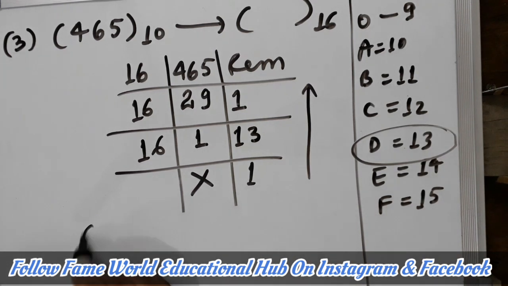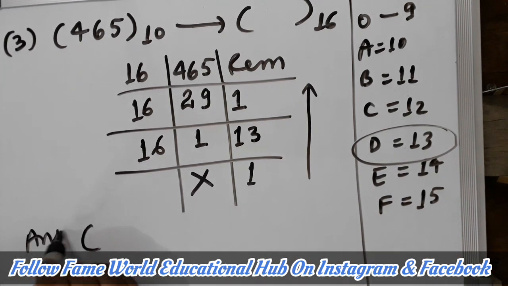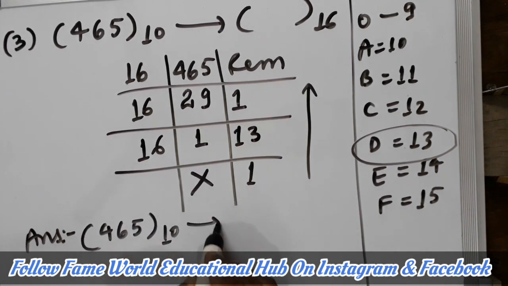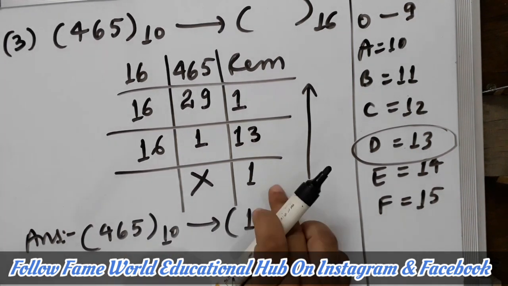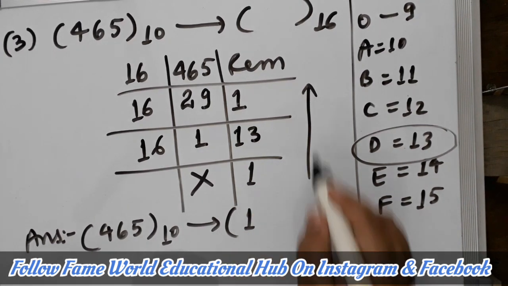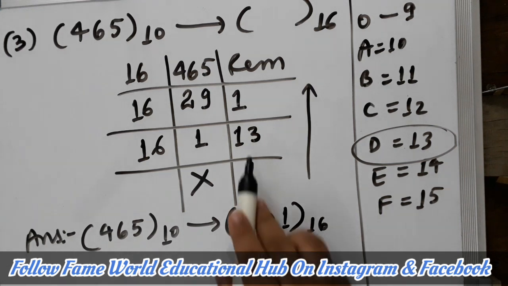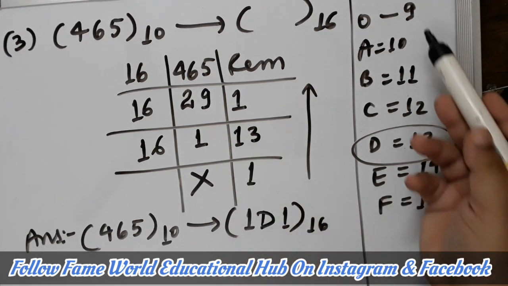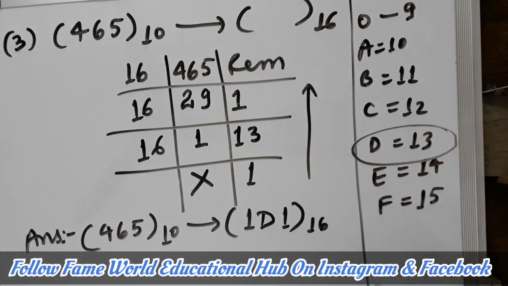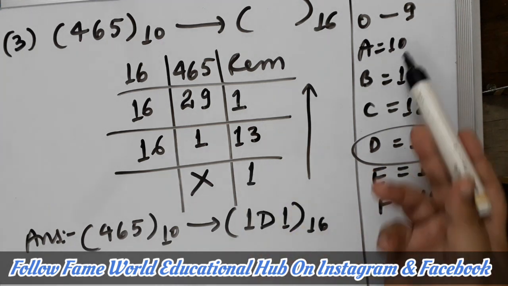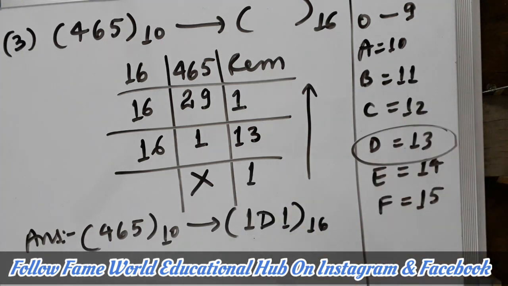That means our answer for 465 decimal will be, going from bottom to top, always remember bottom to top, 1, then D, then 1, and the base will be 16 here. So this is our answer. Whenever you get a bigger number, more than 9, that means 10 to 15, at that time you will be using these letters in the answer, and it's really important.